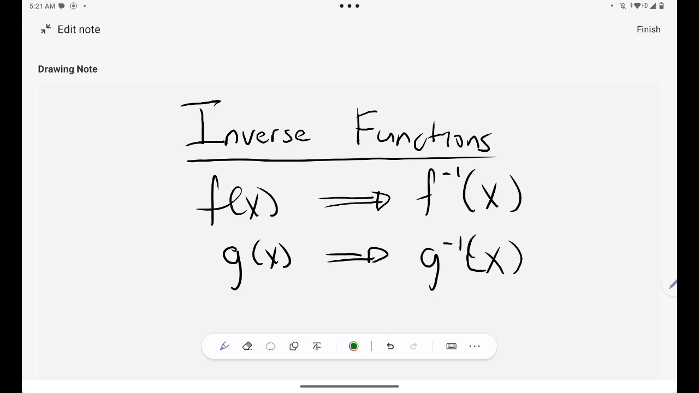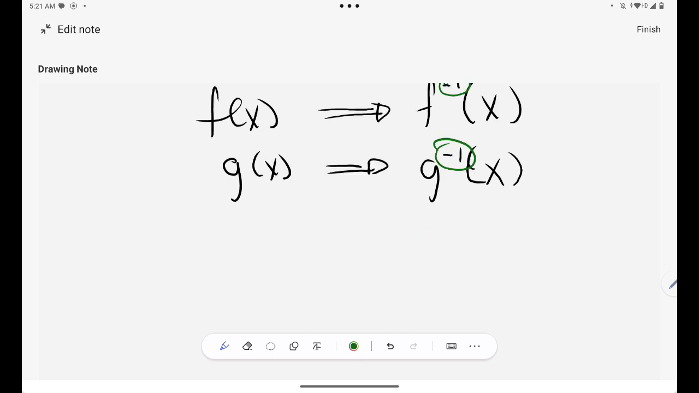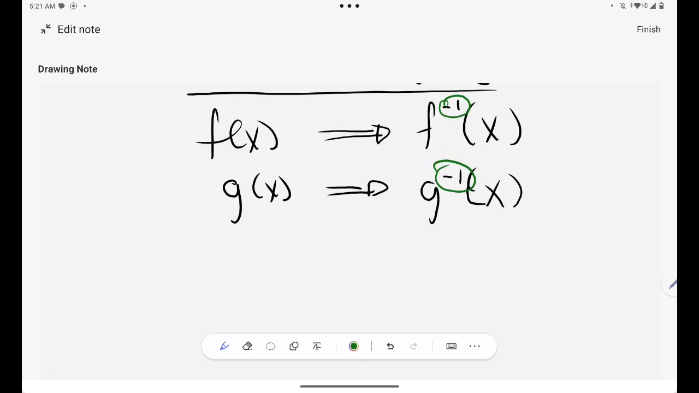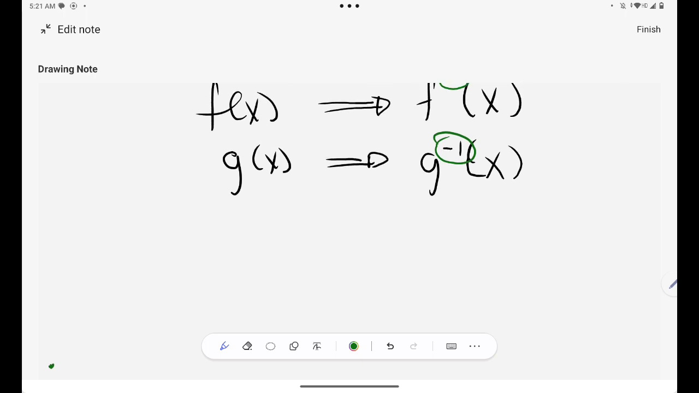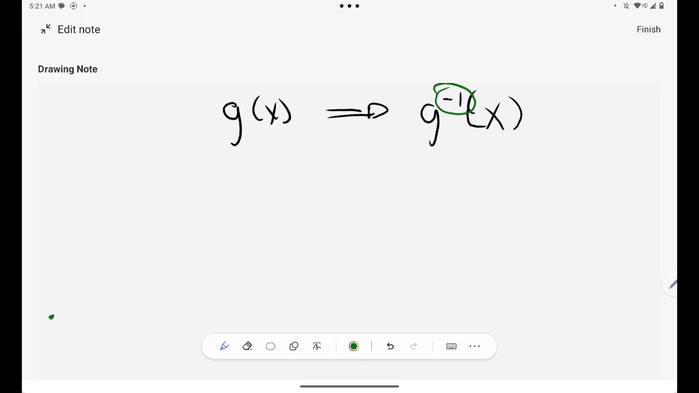Together, these things, the negative signs, they represent that you are now talking about the inverse function of your graph. Together, the inverse function happens always on this line.